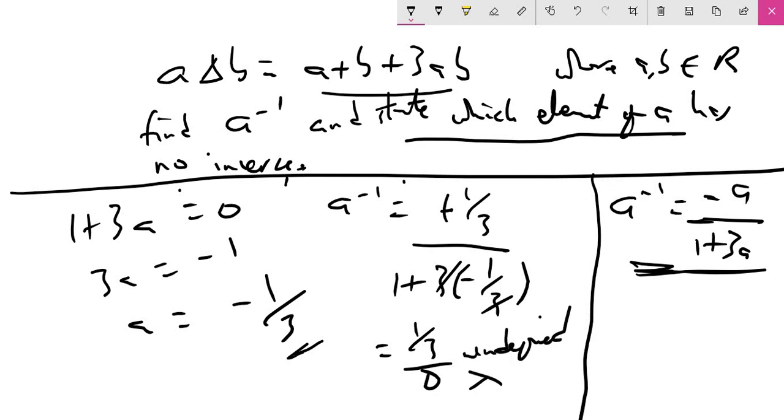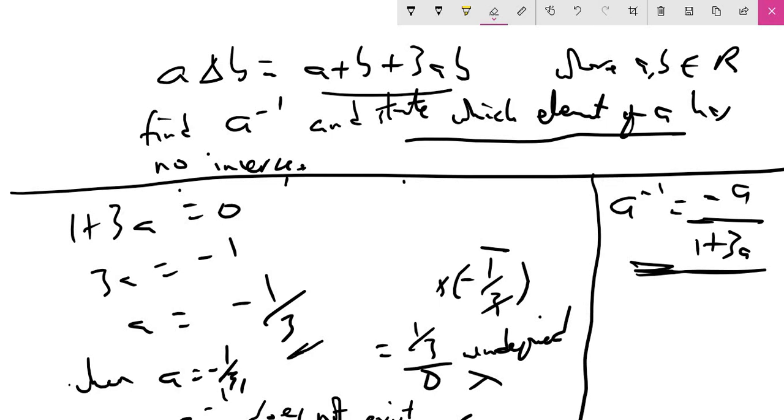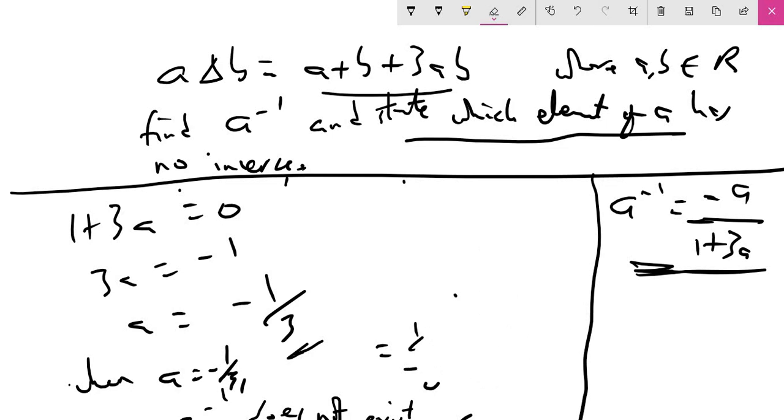So therefore, when A is equal to minus 1 over 3, A inverse does not exist. And this is right. Like I said, you don't need to do this part. This is just for you to confirm. Okay? Alright, so A inverse does not exist when A is equal to minus 1 over 3. And that's how this question is solved.